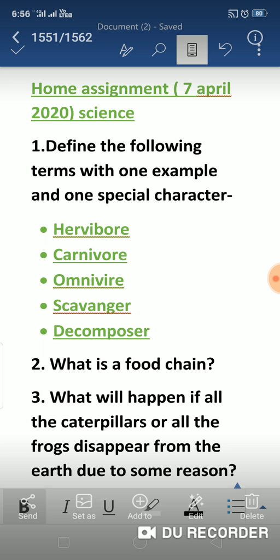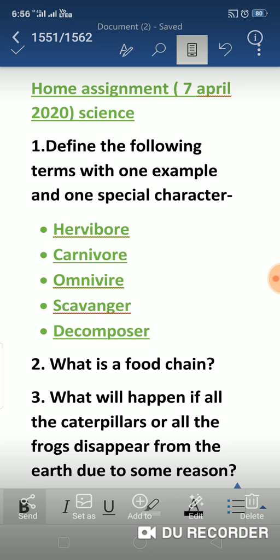The first question is, define the following terms with one example and one special character. The first one is the herbivore. I told you, herbivore means plant and vore means eater. Those animals which eat only plant and plant products are known as herbivores. Okay, this is the definition.